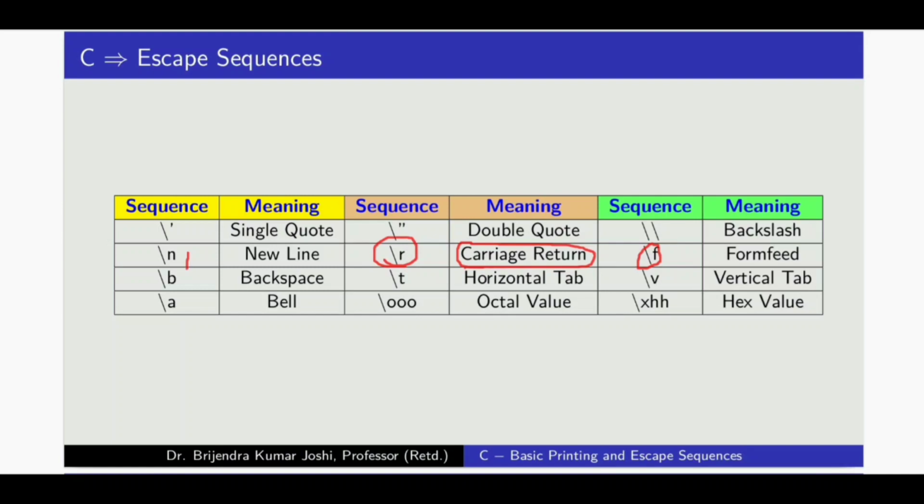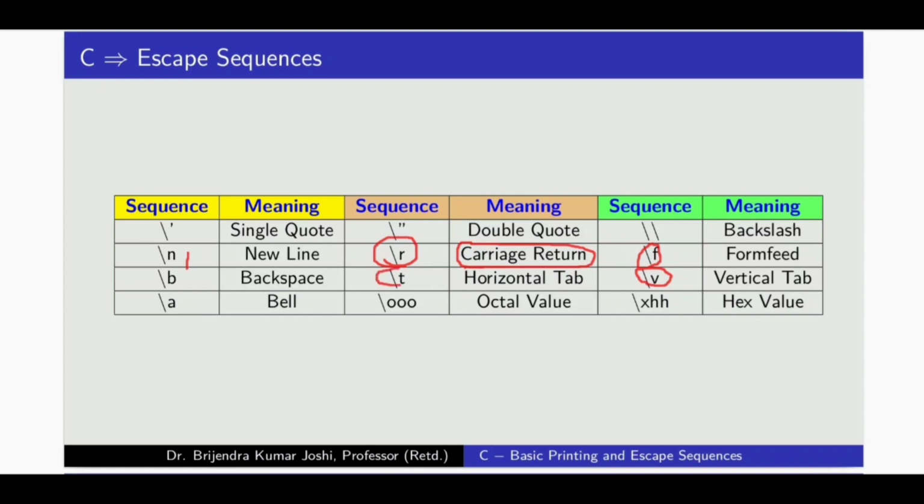I distinctly remember in the days of Microsoft Disk Operating System, when printing on paper, this \f used to mean that we need to start printing on the next page. So if you have printed something on the page, the remaining page you want to skip and start afresh, then we used to send this \f form feed. Now in programming languages, \v is vertical tab. So here the effect of form feed and vertical tab is identical.